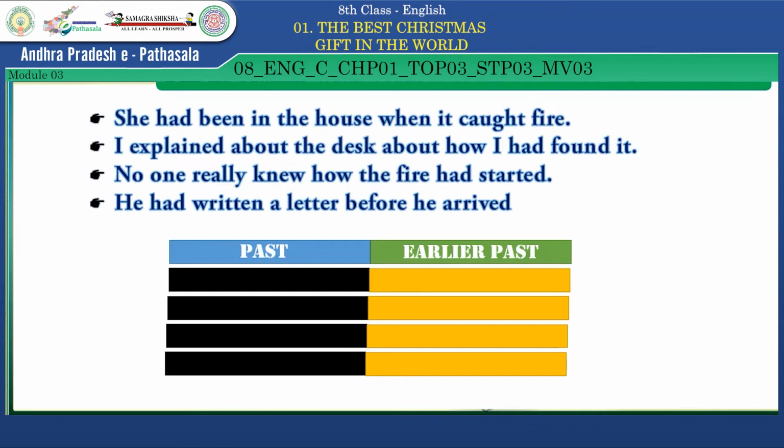Coming to the first sentence, the past verb form is caught and the earlier past is had been. Coming to the second sentence, the past verb form is explained and the earlier past is had found. And the third, the past form is knew and the earlier past is had started. And coming to the last one, the past form is arrived and the earlier past is had written. I hope you understood well.